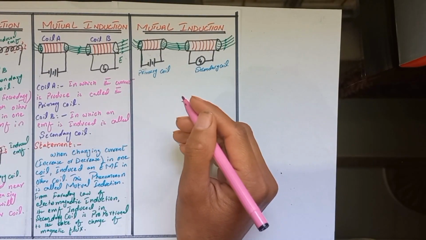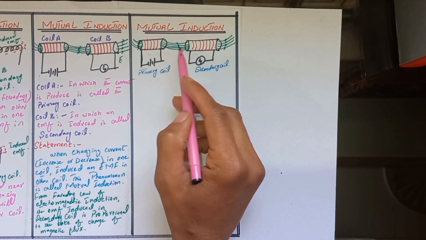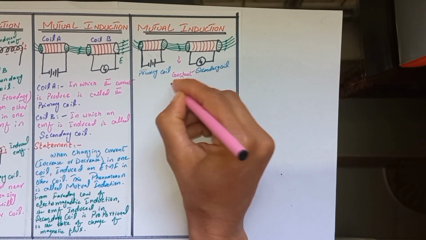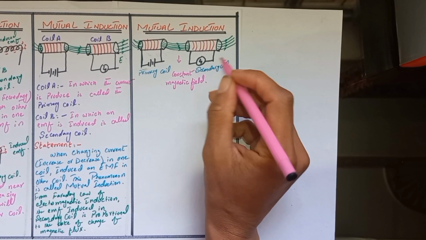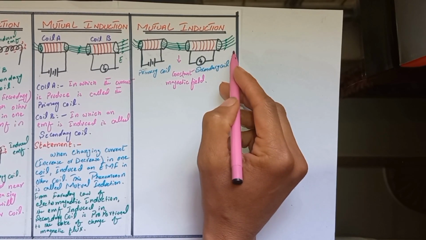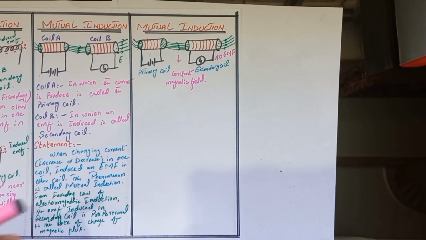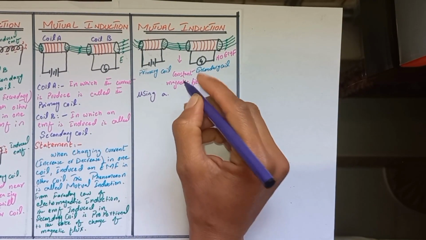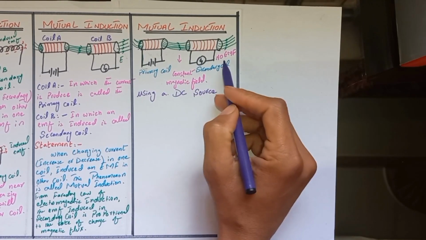Here we discuss an important case in mutual induction. If we use a DC source instead of an alternating source, the EMF produced in this coil does not change. It produces a constant magnetic field that is not changing with time. If the magnetic field is not changing with time, it does not produce an induced EMF in the secondary coil. So if we use a DC source, it produces a constant magnetic field, and that produces no EMF.